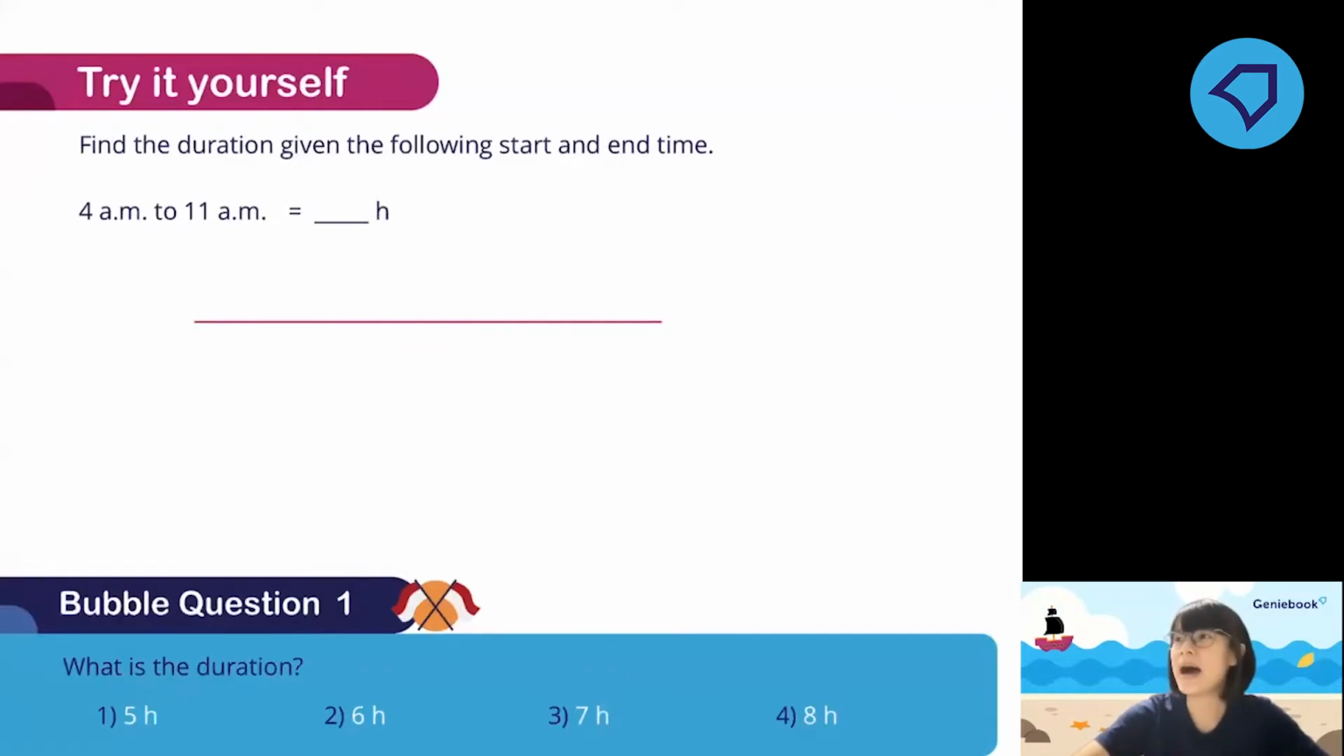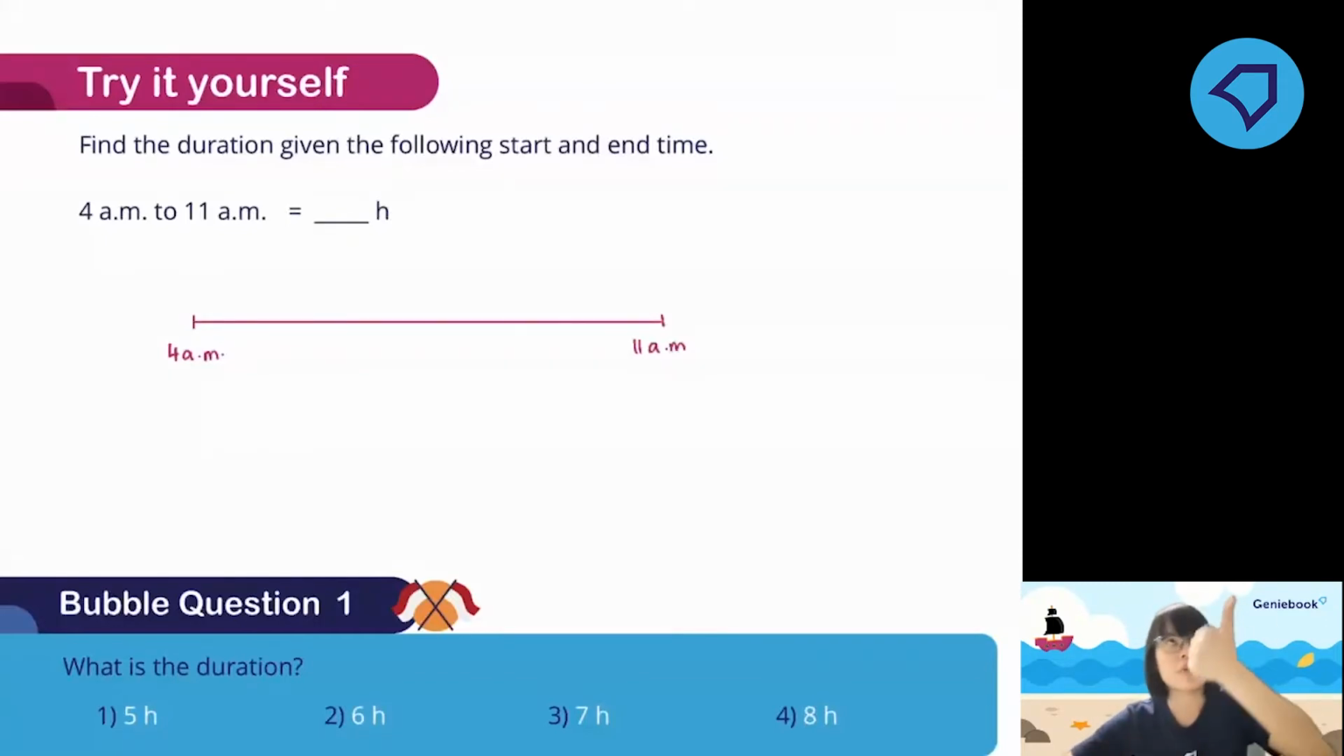And time's up. So let's take a look over here. The majority of you got the correct answer. Excellent job. Okay, so for this one, we are going to start at 4 a.m. and end at 11 a.m. So all you need to do is count from 4 o'clock to 11 o'clock, or rather from 4 to 11. How many hours would that be? You can take 11 minus 4.